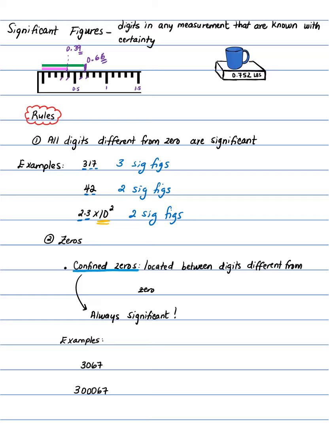So I have 2 examples. 3067. I'm using the blue right here, and that 0 right there, it's a confined 0. It's between a digit equal to 3, your first digit in your number, and 6, 2 digits different from 0. So that confined 0 is significant. And when you're counting your total number of significant figures, you have to include that one. 1, 2, 3, and 4.